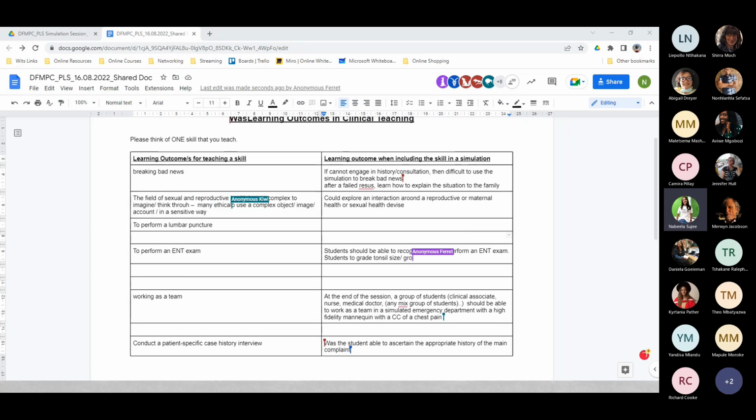Such great verbs when you're actually talking about learning objectives. Explore, recognize, describe.